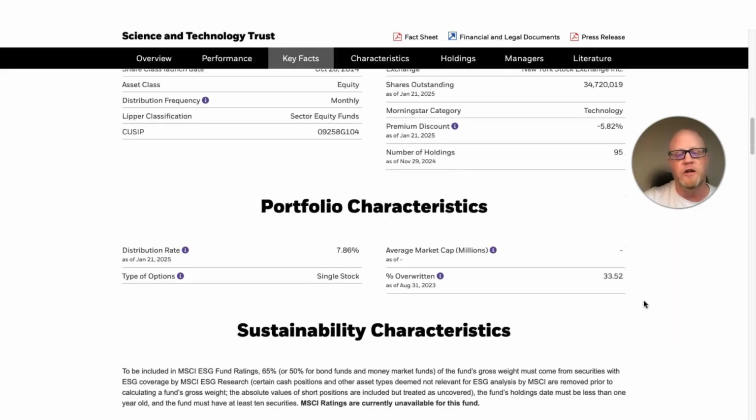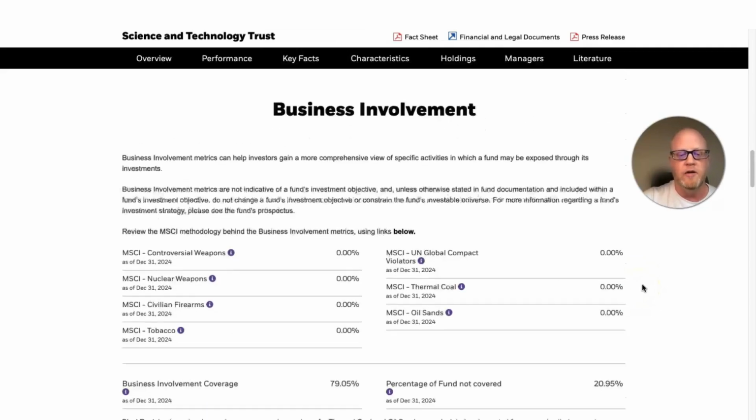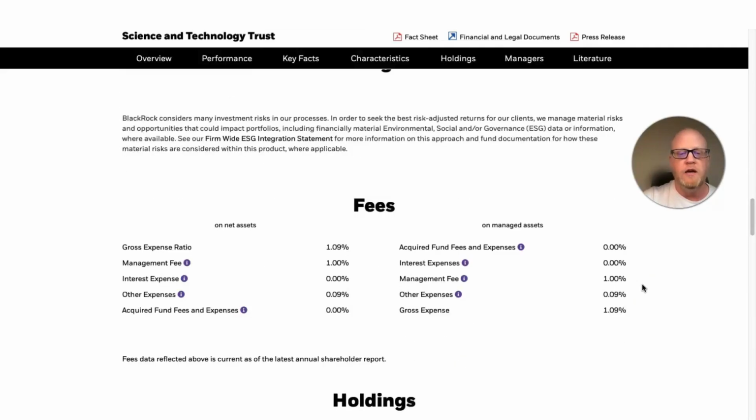It does do options on single stocks, so it's not doing an option on an entire index. So the managers are able to pick what makes sense at the time and only write options on a portion of the holdings. And it's a little old, but as of August of 2023, they were only about 33% overwritten, meaning they only have options on about a third of the portfolio, which allows the remaining two thirds to have unlimited capital appreciation ability.